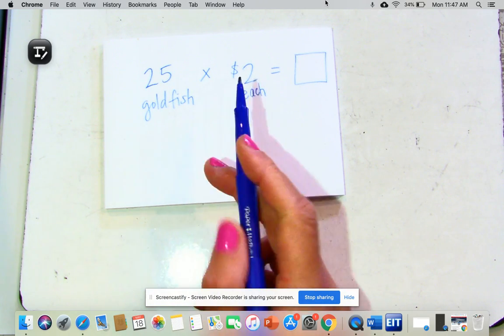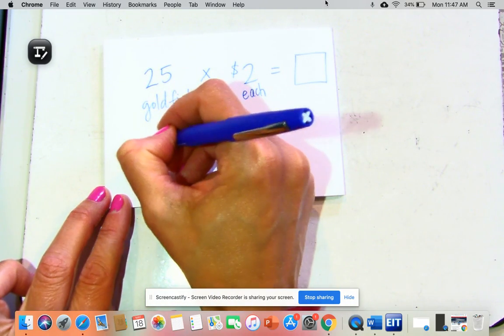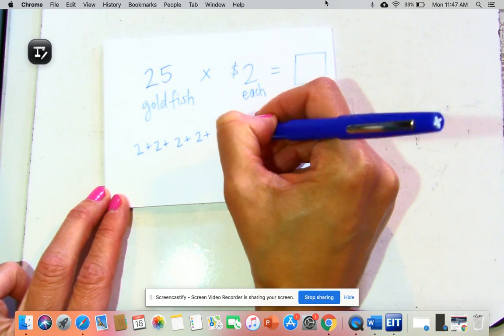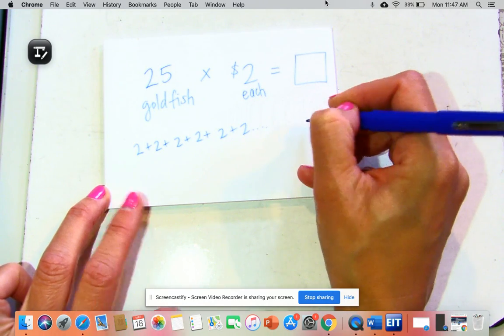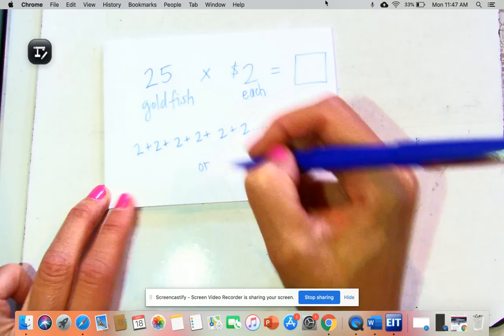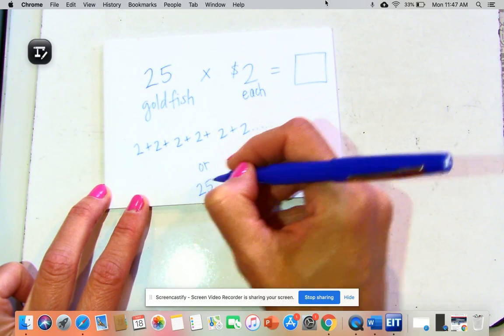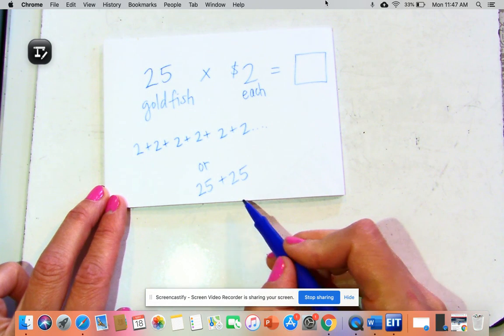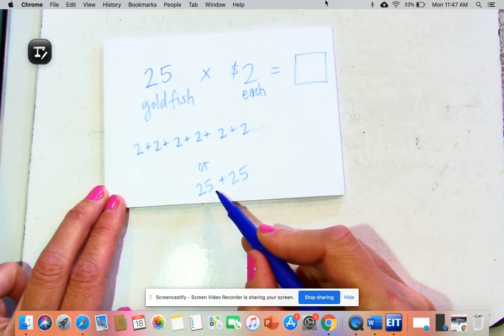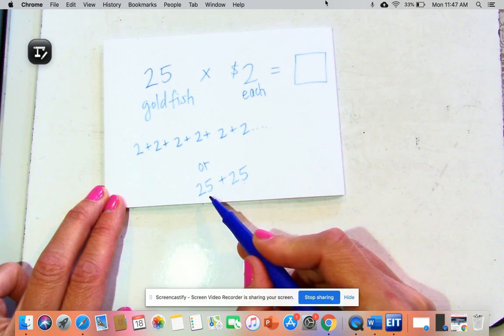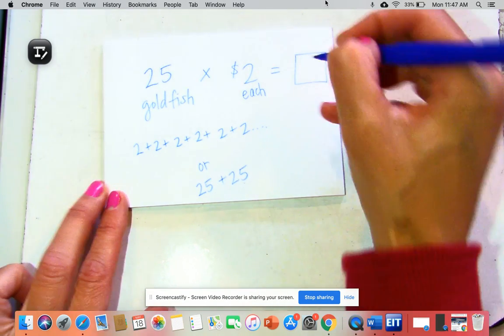So now we could go like this, 2 plus 2 plus 2 plus 2 plus 2, 25 times, right? We could definitely do that. Or we could do 25 2 times. I think it's a little bit speedier to do it this way. 25 plus 25, we know that is 50.